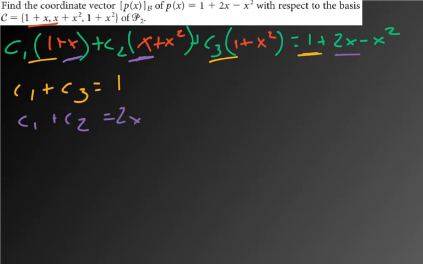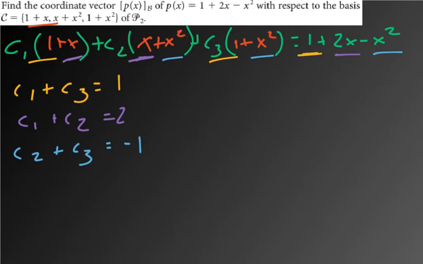And last but not least, x squareds. What do we got? C2 plus C3 equals minus 1. Actually, I just shouldn't write that x. So I'm just equating the coefficients of the variables, right? I need one of these C2s plus one of these C3s to equal negative 1 over here.